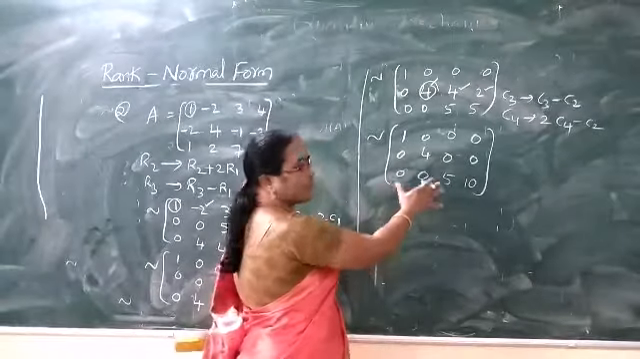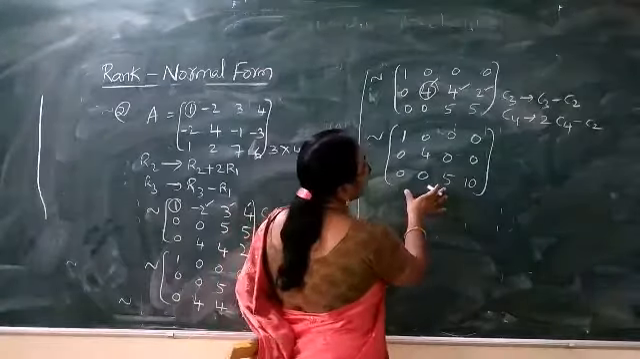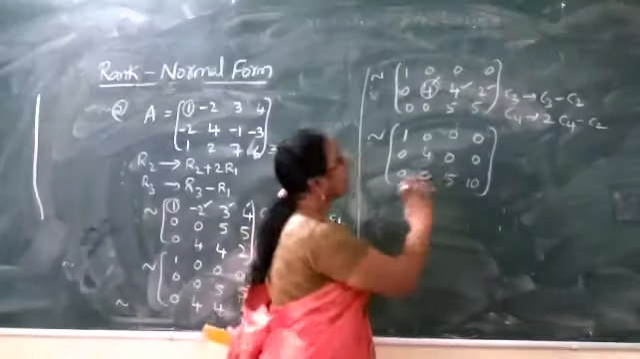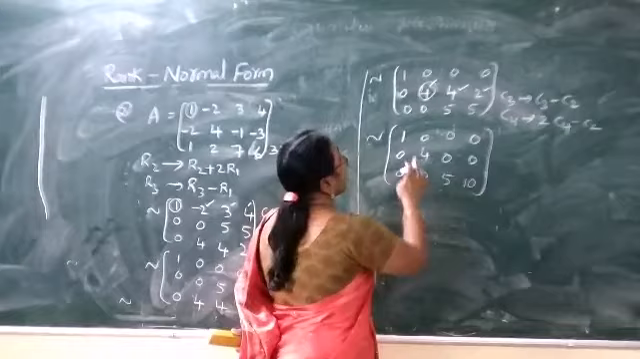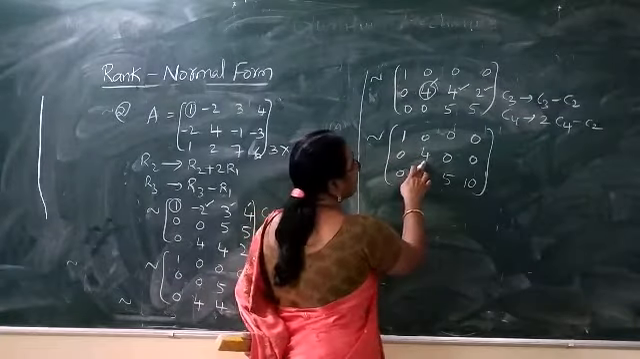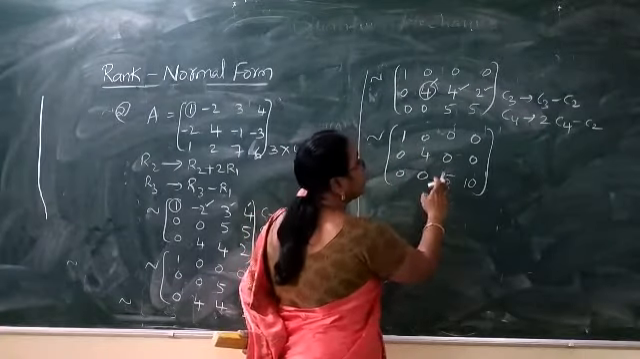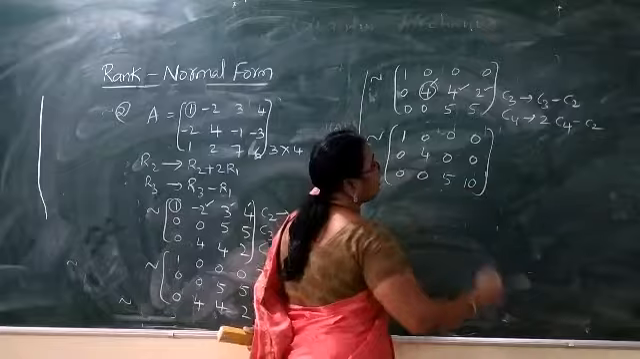Right? So you observe this matrix. Is it a diagonal matrix? It is not a diagonal matrix, but we have the first diagonal 1, second diagonal 1, the third diagonal 5. In the fourth column also we have the element 4.